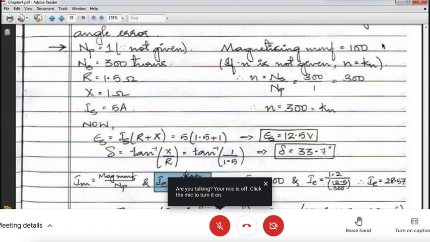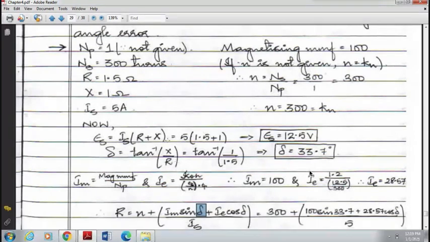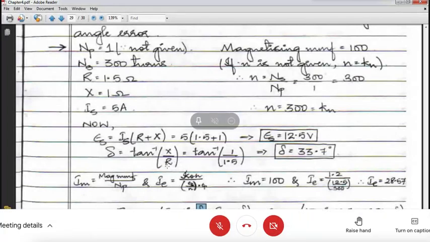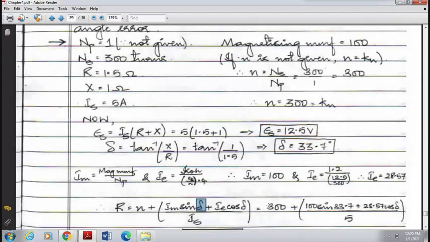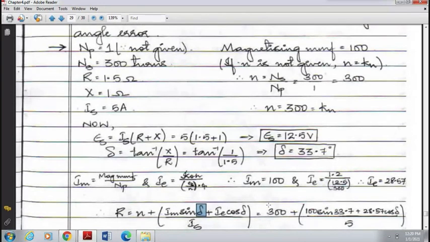Then we have to find delta. Delta is given by the equation tan inverse of X by R. You know, delta is given by tan inverse of X by R. Find out delta value. Then substitute in the equation for R and tell me what is the answer you get for R. Tell me what is the value you are going to get for R.